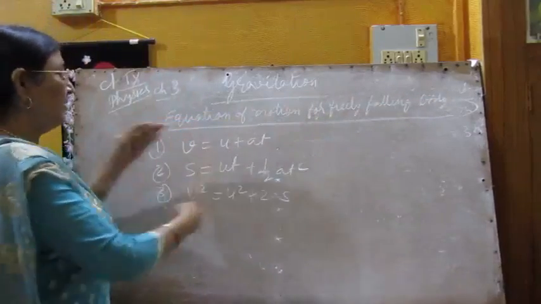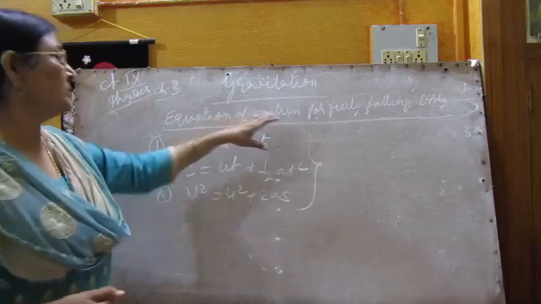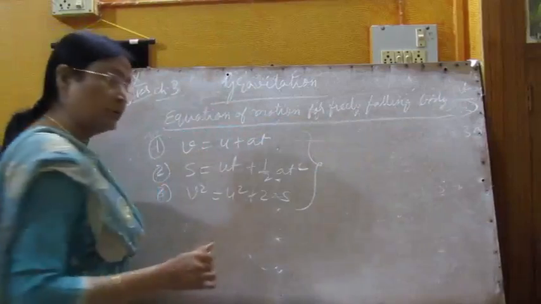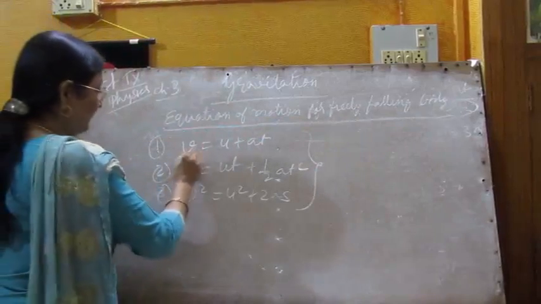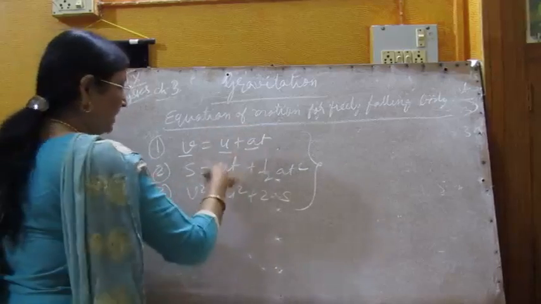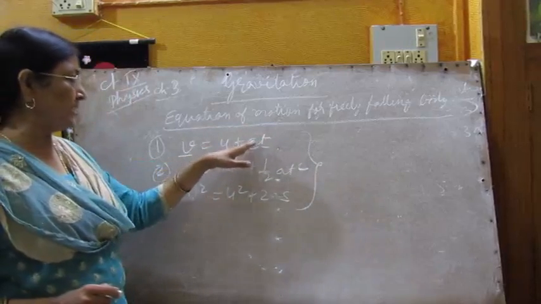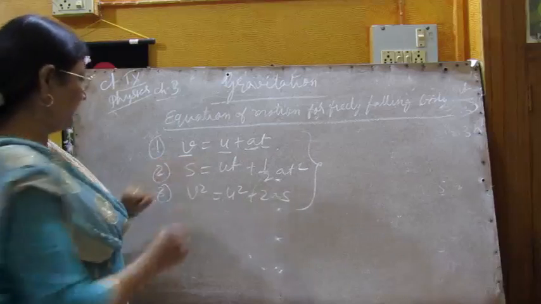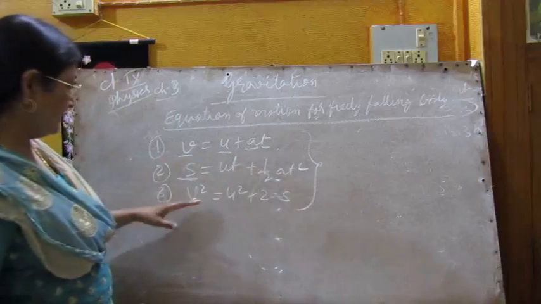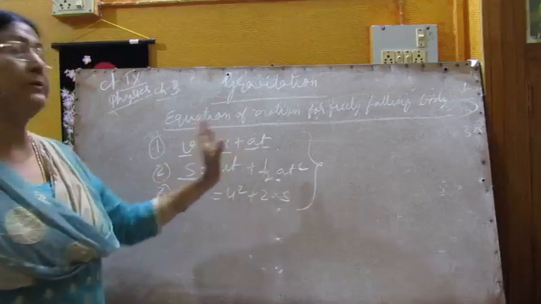Now how will I convert these three equations of motion into the equations of motion for a freely falling body? Again I am telling you, V is the final velocity, U is the initial velocity, A is the acceleration due to the force, and T is the time for which the moving object gets the acceleration A. And S is the distance covered by the moving object.